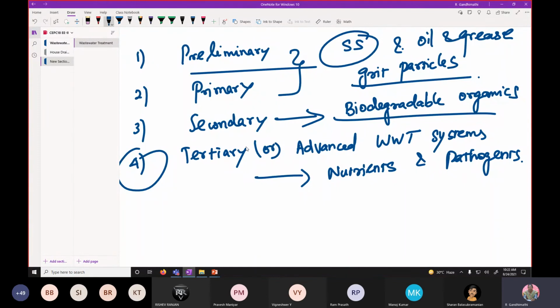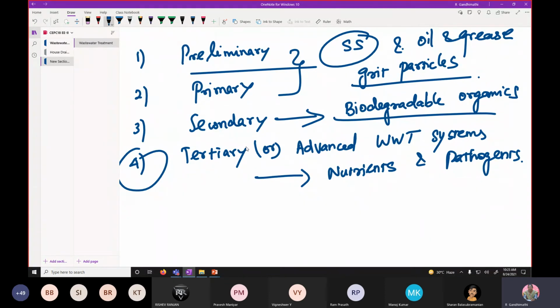For example, if somebody wants to discharge treated effluent into nearby water bodies, the BOD should be less than 20 milligram per liter, and the COD value should be less than 30. Like that, there are standards for suspended solids too. You have to stick to them. Without that, you should not discharge into nearby water bodies.